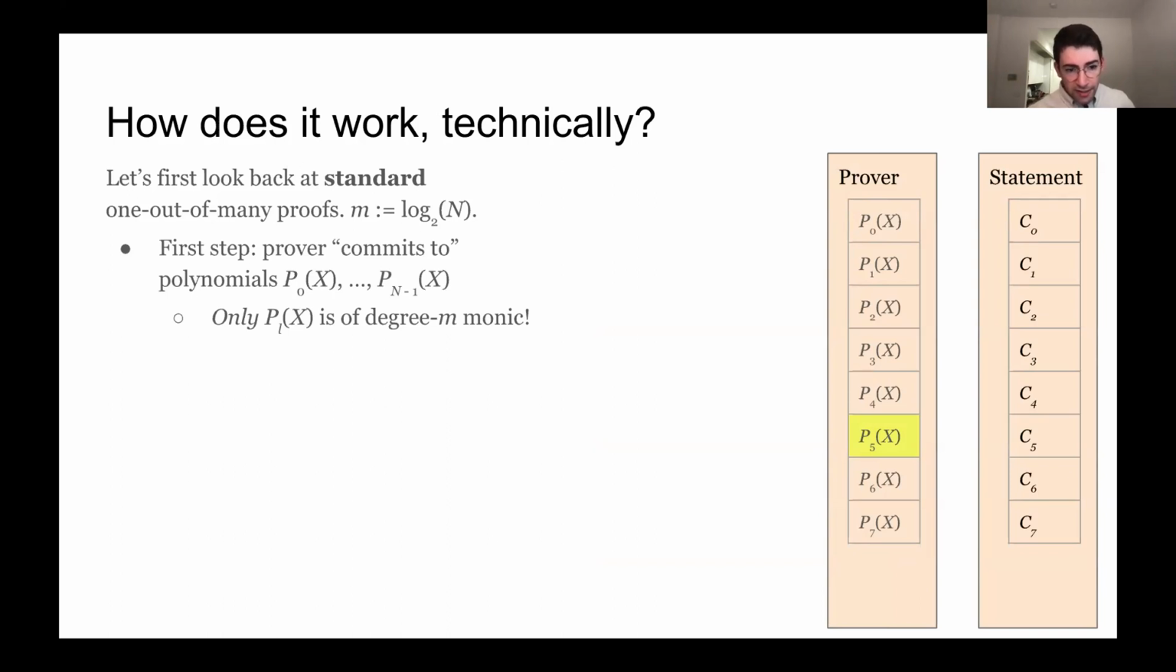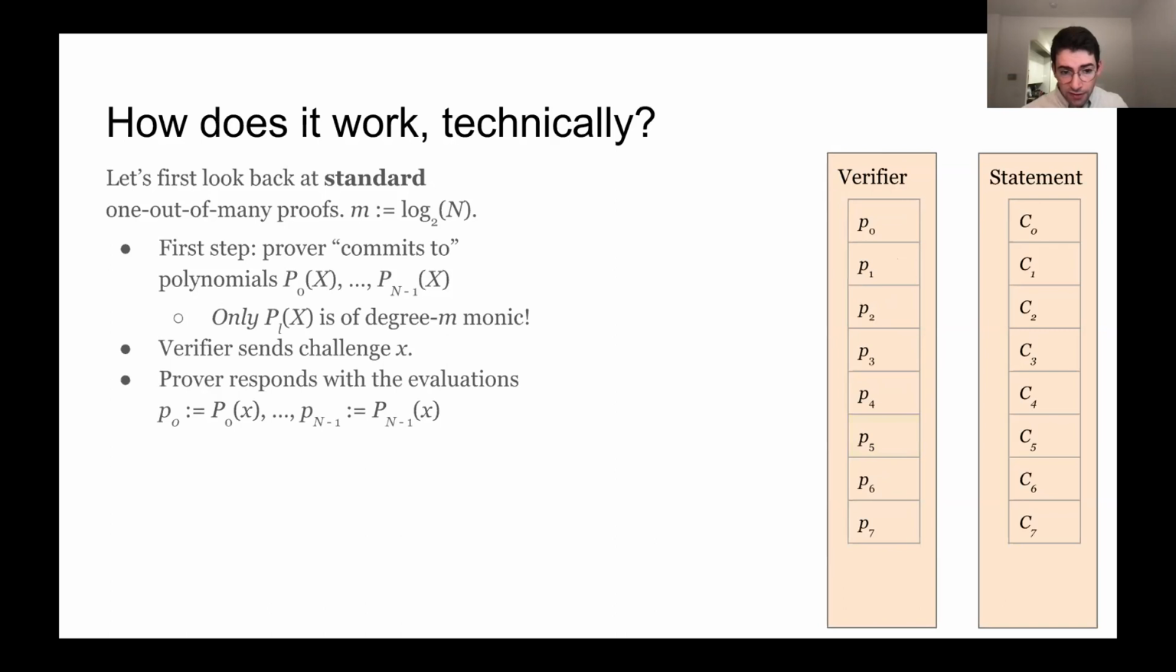At the secret index, the polynomial should be of high degree. It should be of degree m, which is log of the length of the list, and it should be monic. The rest of the polynomials will be of lower degree, right? After getting a challenge, the prover can respond with the evaluations of these polynomials at that challenge. So the verifier gets this list of lowercase p's, and the verifier is basically convinced that these take the right form, namely that they are actually evaluations of polynomials which have the right structure.